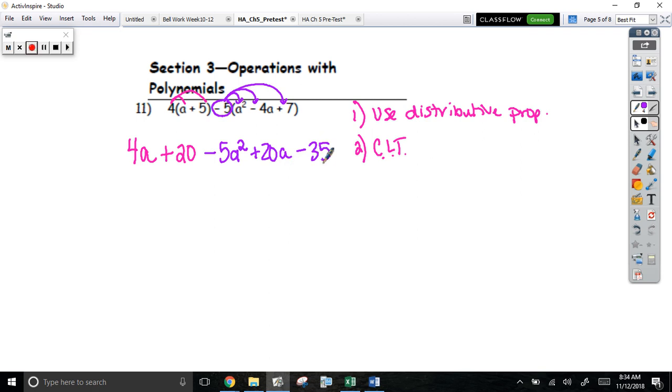And then it is normal to put this in what's called standard form, which we'll talk about a little bit more tomorrow, which is in descending exponent order. So you would want the biggest exponent first. And there's no like terms to combine, so I'm just going to bring that down in the front.